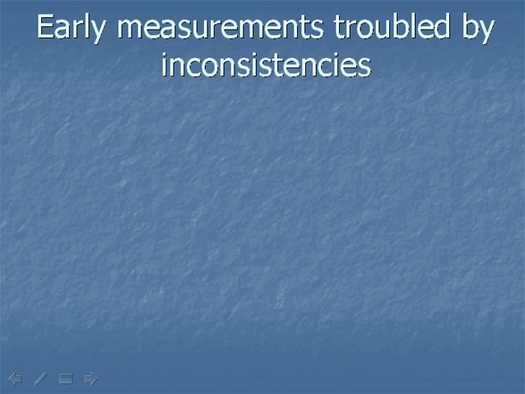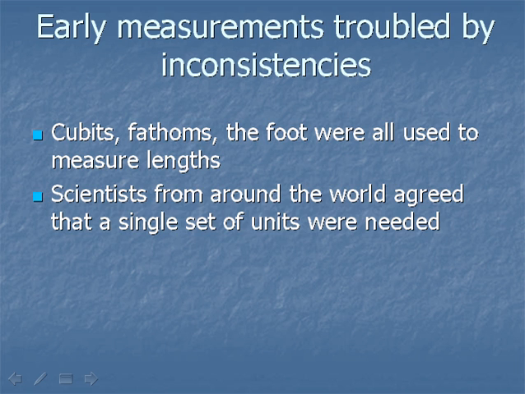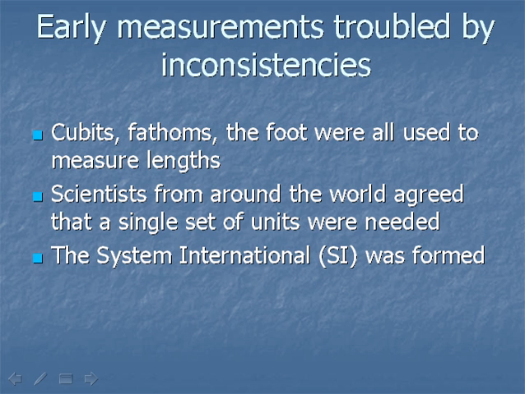The problem with the early measurements was that it was very inconsistent which units to use. Units such as cubits, fathoms, and the foot were all used to measure length, and scientists decided they needed a single set of units so that they all could communicate. That's why the System International, or SI system, was formed. It's based on the metric system.